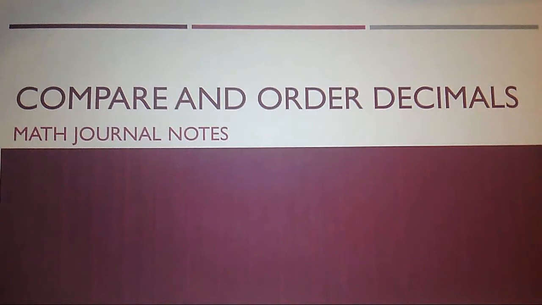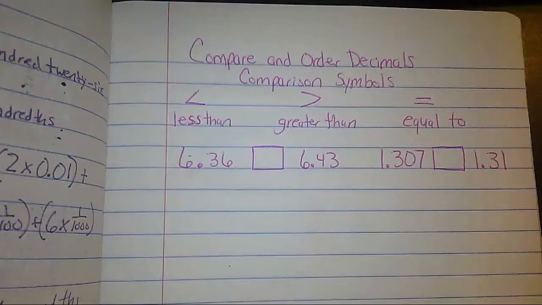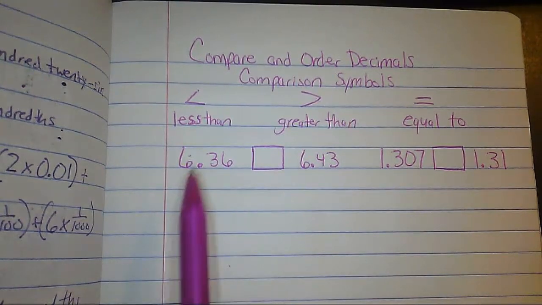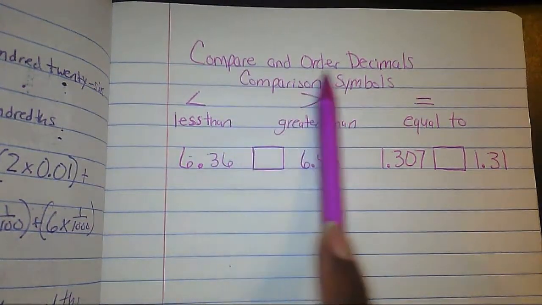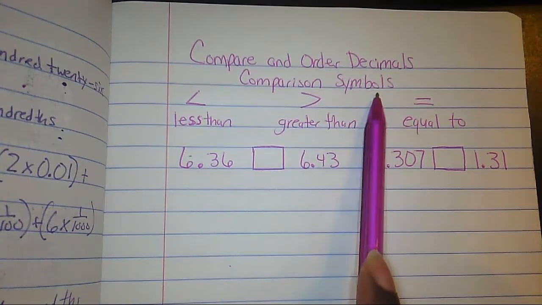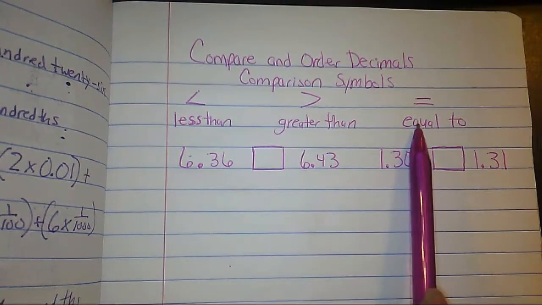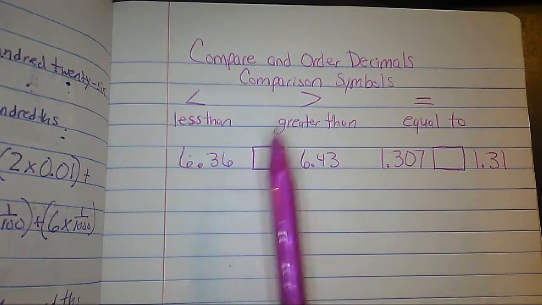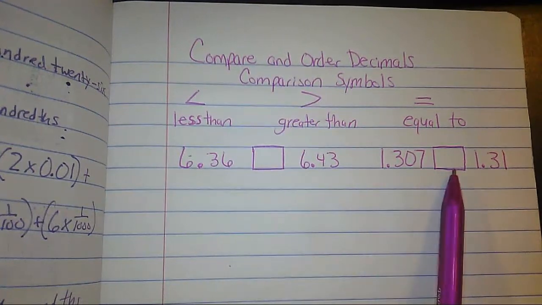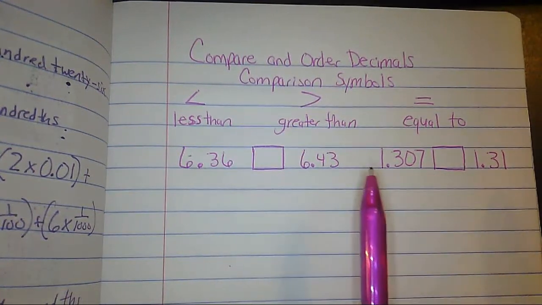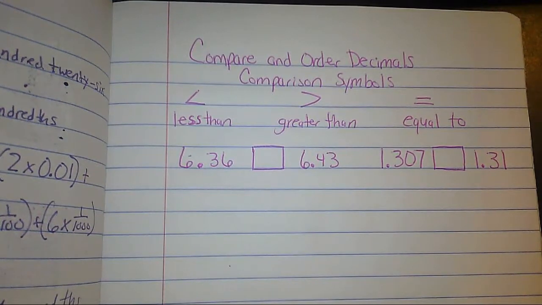Go ahead and grab your math journals so we can take notes on compare and order decimals. Okay, so let's get started. On your next clean page, you're going to write compare and order decimals, and then we're going to review the comparison symbols: less than, greater than, and equal to. These are our comparison symbols, and these are the first two problems that we are going to compare. So you can go ahead and pause so that you have time to write this down and then come back to the video.